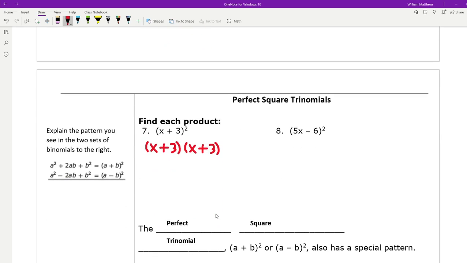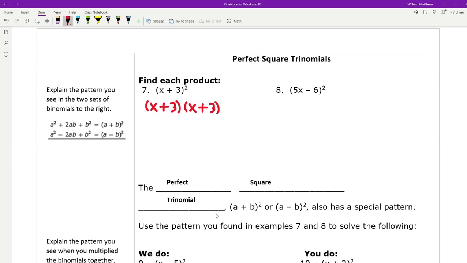Another special case is our perfect square trinomials. Starting off with number 7, if we look at this, we have x plus 3, and this is all squared. If we remember our rules of power, this simply means that I'm going to multiply x plus 3 times itself. If I follow my steps, I get x squared for my first term.